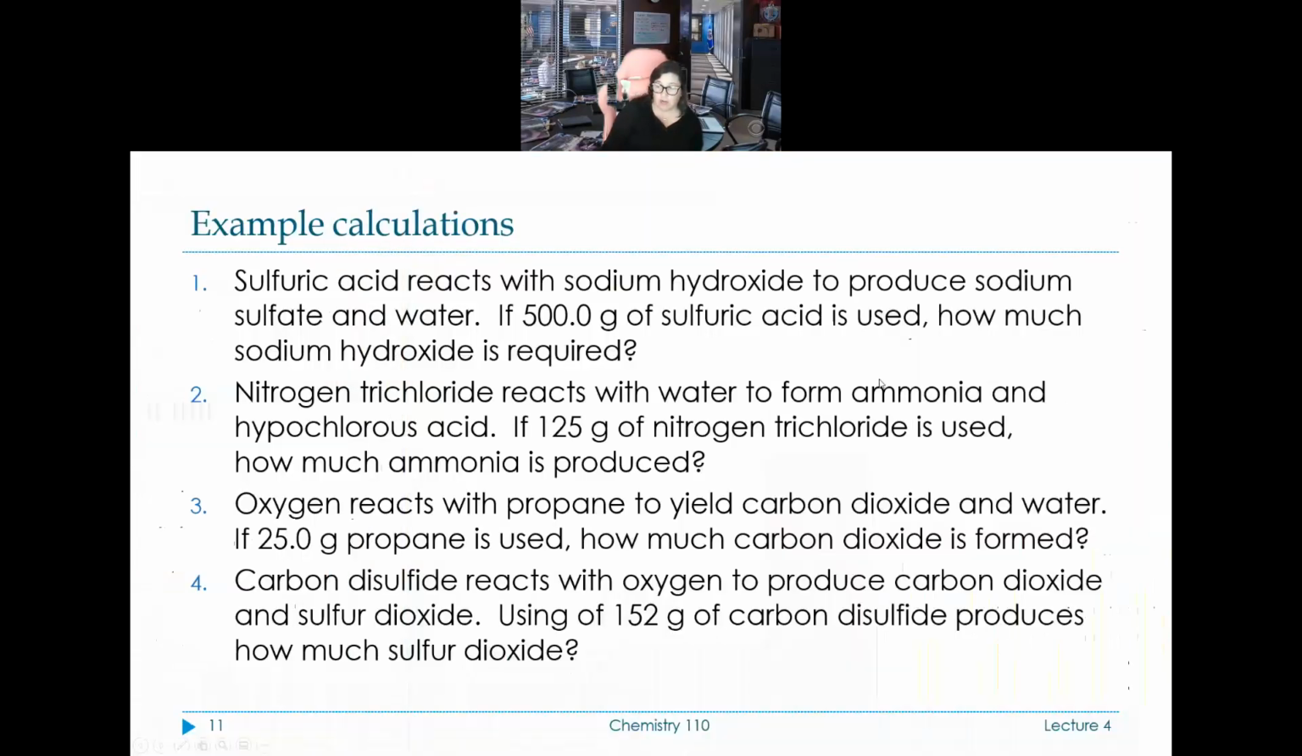Carbon disulfide reacts with oxygen to produce carbon dioxide and sulfur dioxide. Using 152 grams of carbon disulfide produces how much sulfur dioxide? Alright, let's find out.